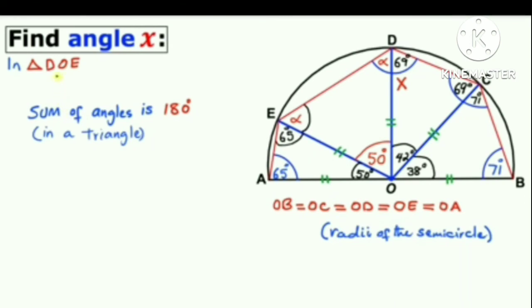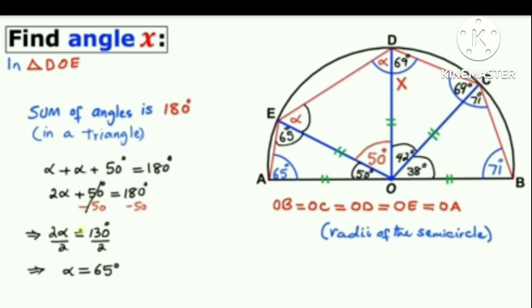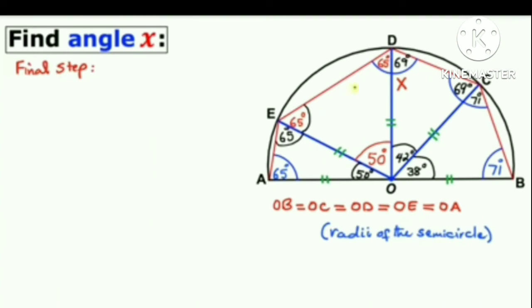And now let's focus once again on this triangle DOE. The sum of all these three angles must be 180 degrees. That means alpha plus alpha plus 50 degrees must be equal to 180 degrees. Now if we solve for alpha, our alpha value turns out to be 65 degrees. So this angle turns out to be 65 degrees and this angle turns out to be 65 degrees as well.